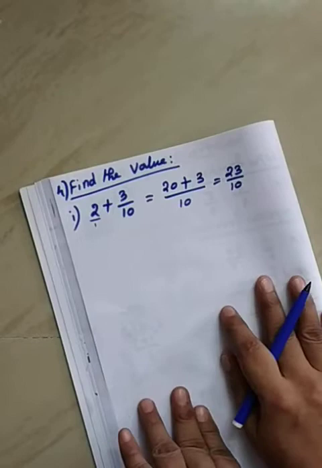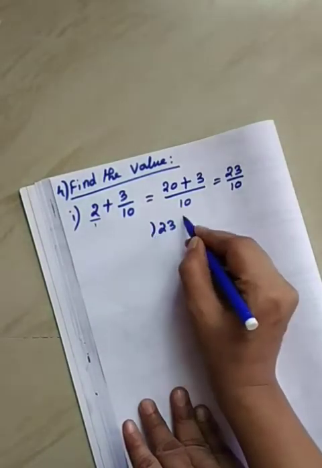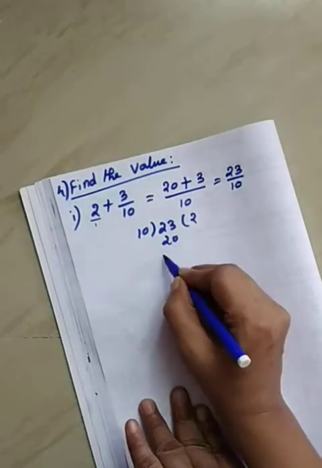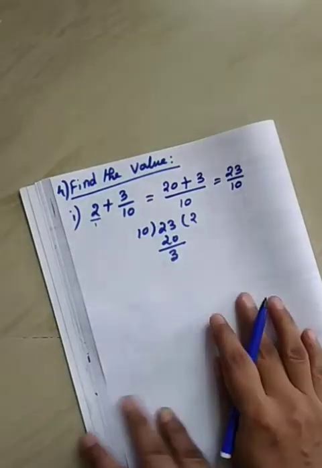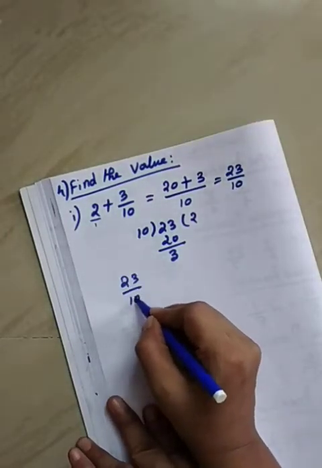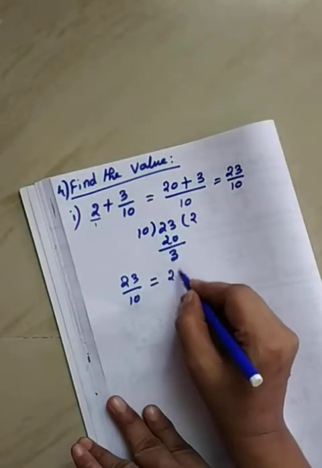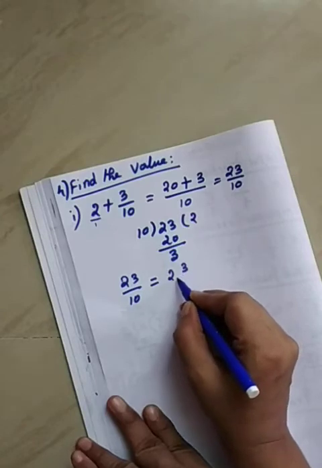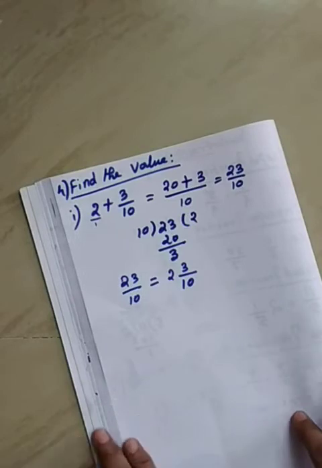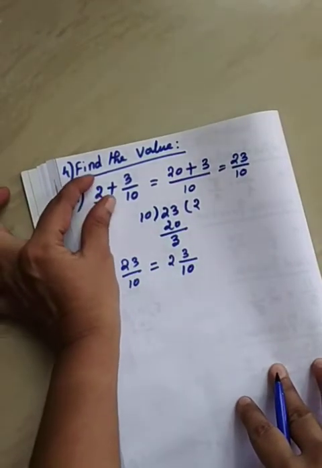Now you have to write the mixed fraction. How can you write it? Here, this 23. Now you can take 10. 10 2s are 20. The remainder is 3. So 23 divided by 10 is equal to: write the quotient, then the remainder value right here, divided by, in this 10 value, write the denominator. Everybody clear?